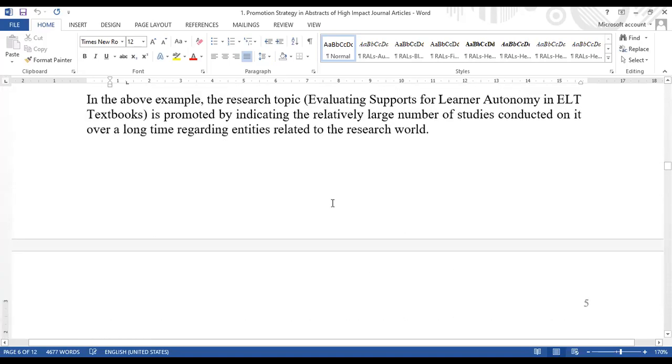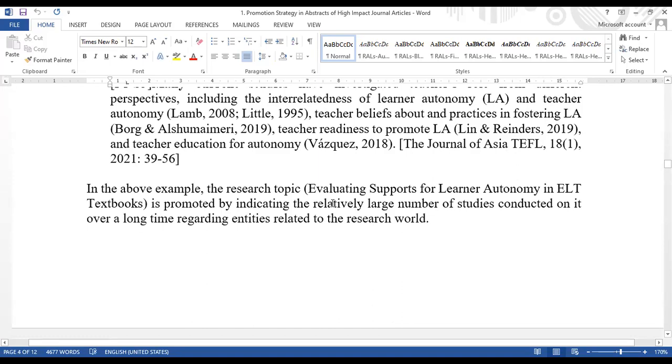There are 3 analyses. Number 1, move analysis. Number 2, appeals analysis. Number 3 is research gap analysis.